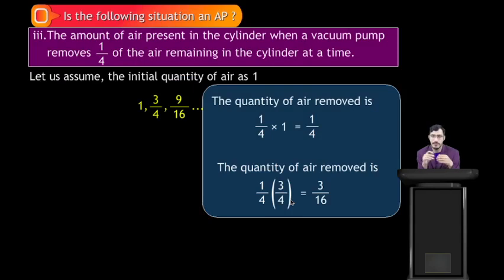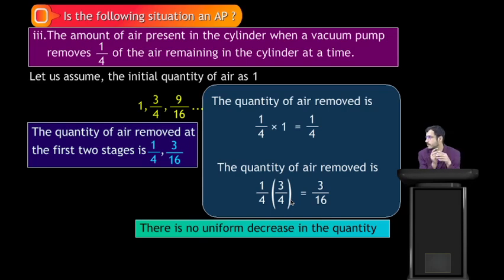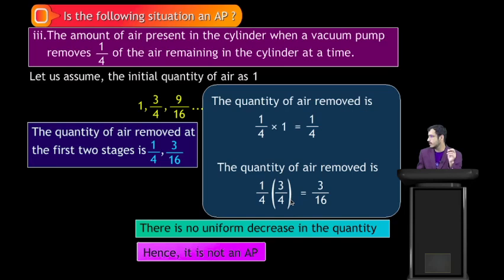Next part. You can see the quantity of air removed in the first two stages is 1 by 4 and 3 by 16. We can find the third step similarly. Here you can see 1 by 4 and 3 by 16. There is no uniform decrease in the quantity. That's why it's not an AP. Hence it is not an AP.